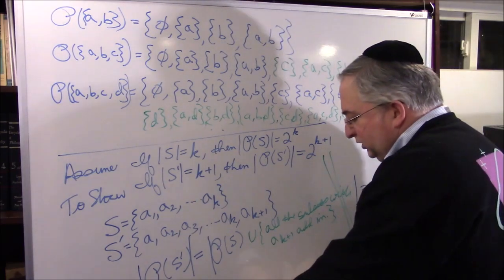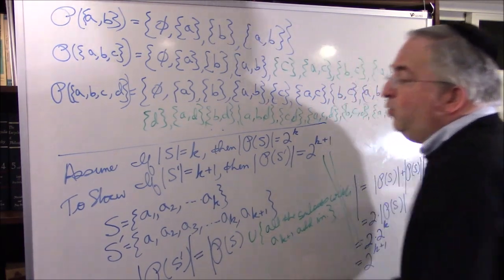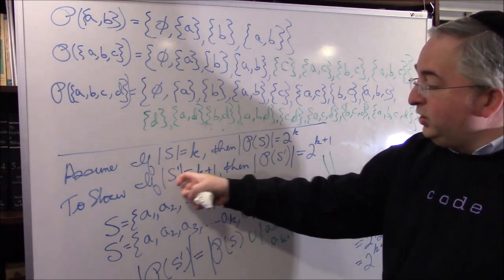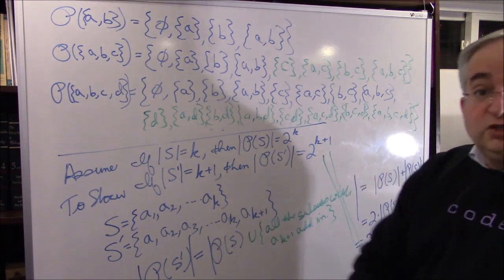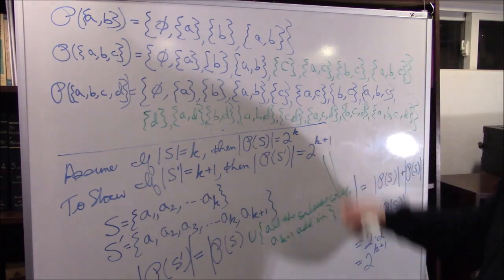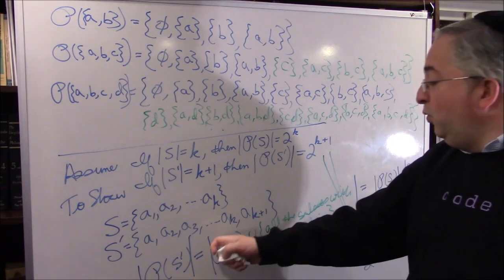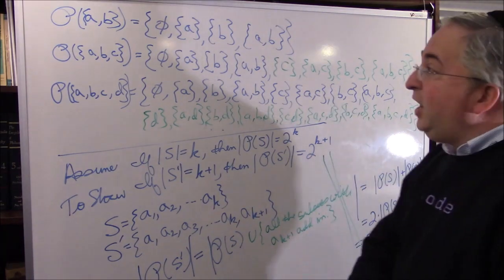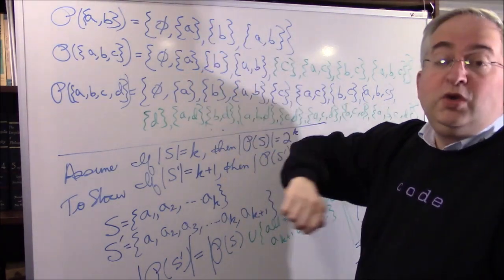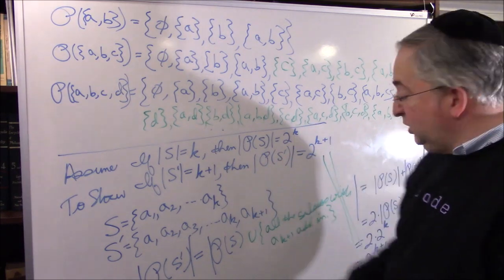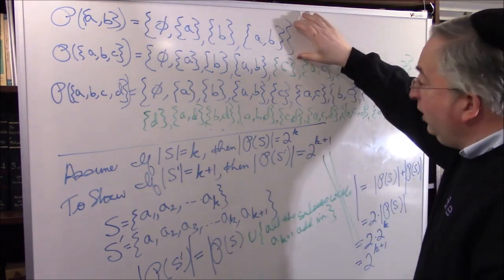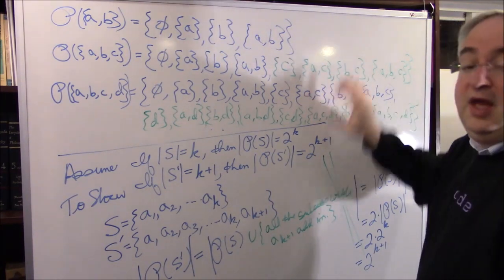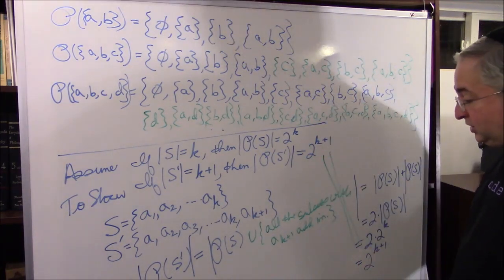So it works. Let's just go through this again. We assumed that the power set of S is 2 to the k. We wanted to show that the power set of S prime, which has one more element, is 2 to the k plus 1. And what we did was we looked at the new power set, and we saw that every time we add one letter, we're always doubling what was previous. So here was 4, here's 8, 2 times 4 is 8, 2 times 8 is 16, and it would go on the same way.